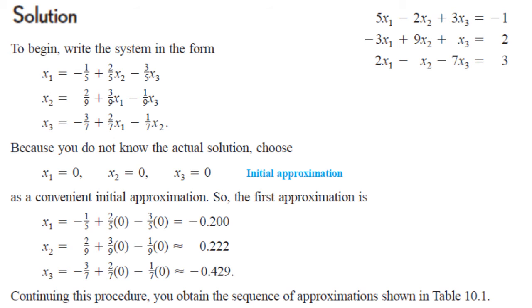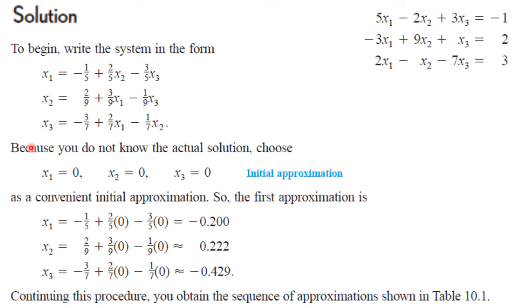So students, I have just rewritten the system here, so you can get help from this and easily find x1, x2 and x3. Now you start. From the first equation you can find the value of x1, students. So x1 is equal to minus 1 by 5 plus 2 by 5 x2 minus 3 by 5 x3, and similarly x2 this one, x3 this one.